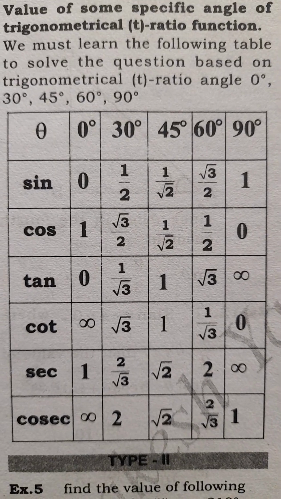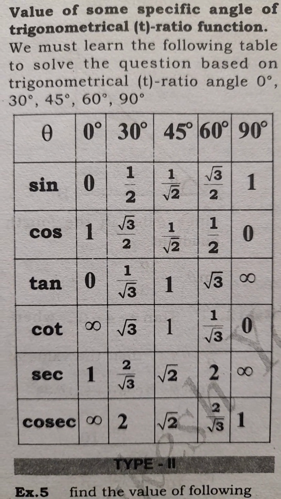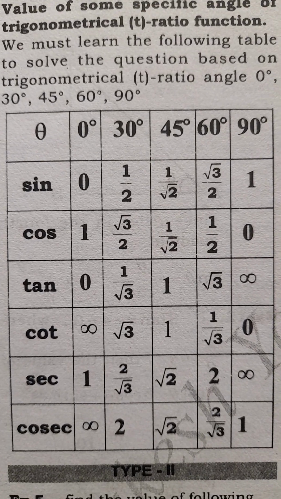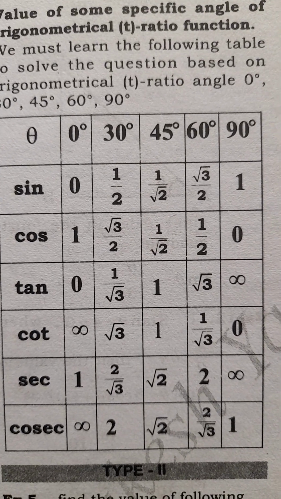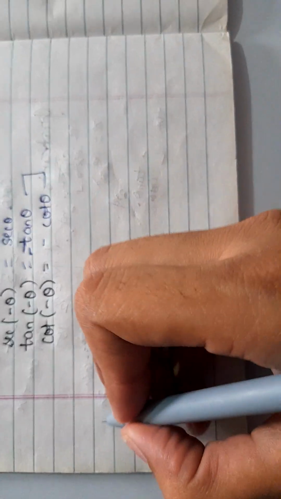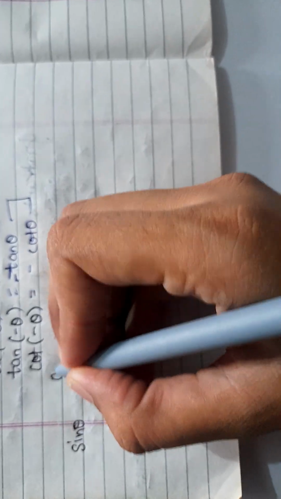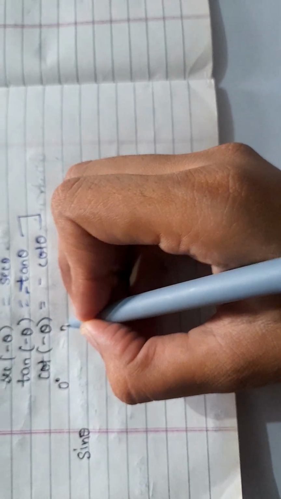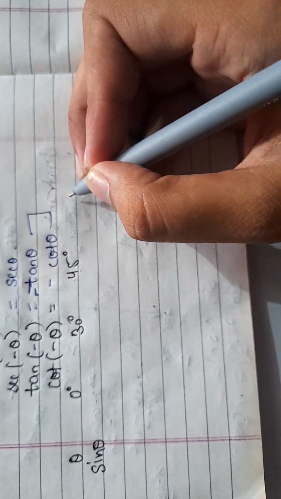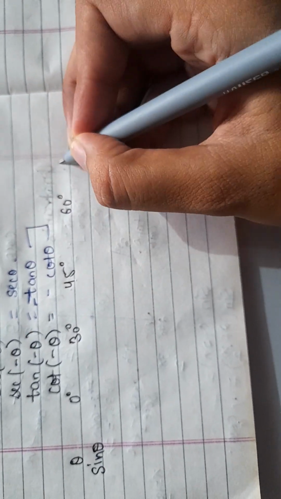Before proceeding further, just remember this table. We will use this table for solving the questions. I will make you understand this table first of all. First of all we will learn for sin theta: 0 degree, 30 degree, 45 degree, 60 degree and 90 degree.